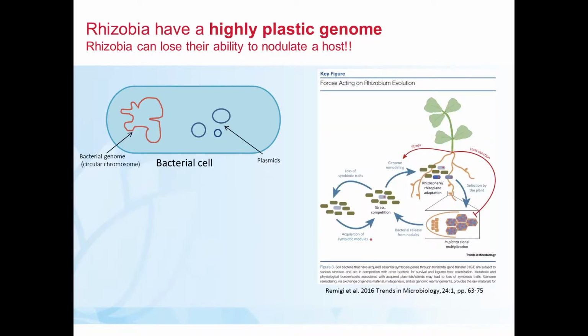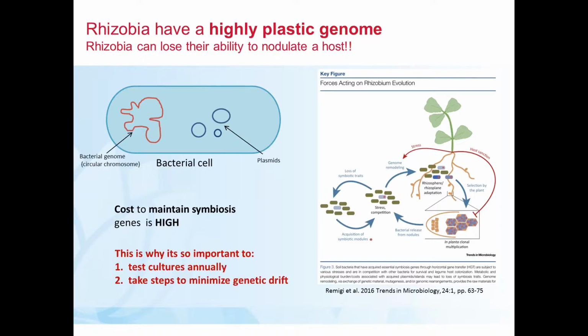Some of the forces acting on rhizobial evolution when they're out in the field include stress and competition. When an elite rhizobial strain is in the soil, it's competing with the whole soil microbial community. It's competing for space and resources. When the rhizobia is free living in the soil, it's living as a saprotroph. The genes that it contains to nodulate a host are expensive to maintain. The costs to maintain the symbiosis genes are high, which means that they're more likely to lose these genes.